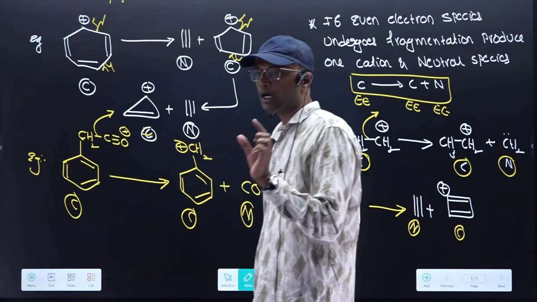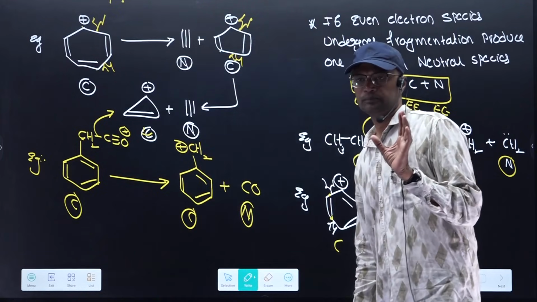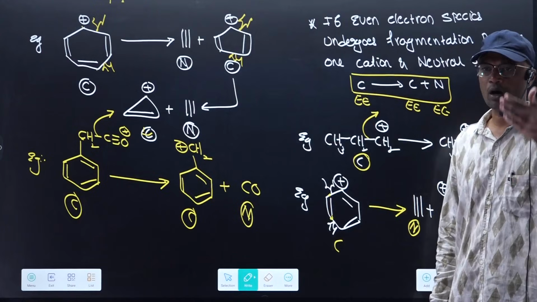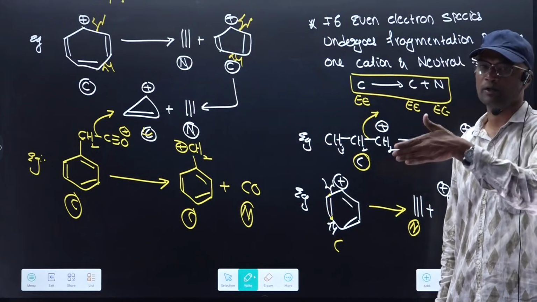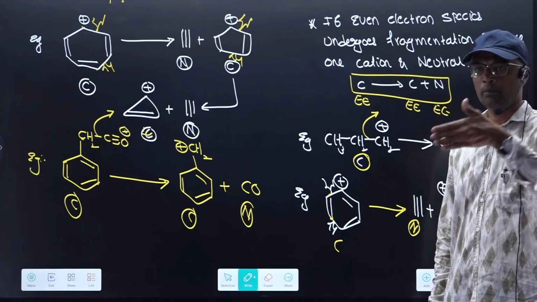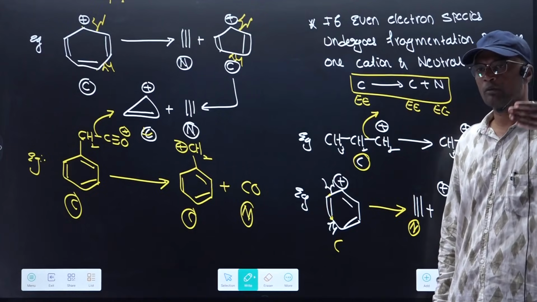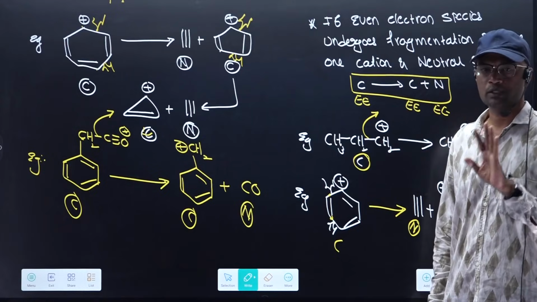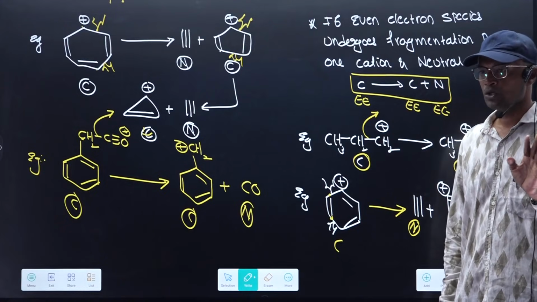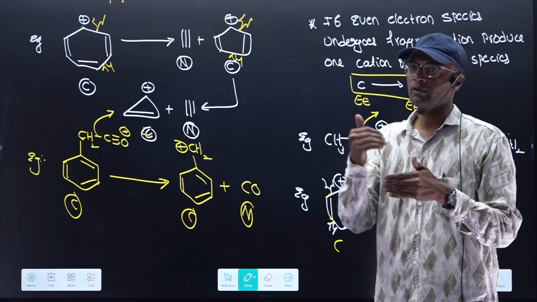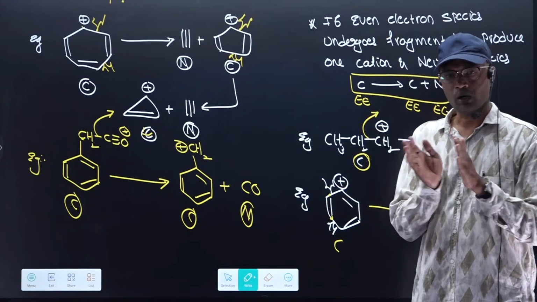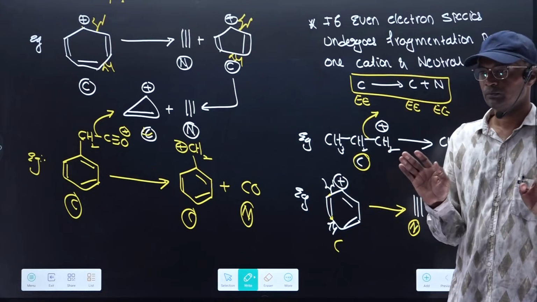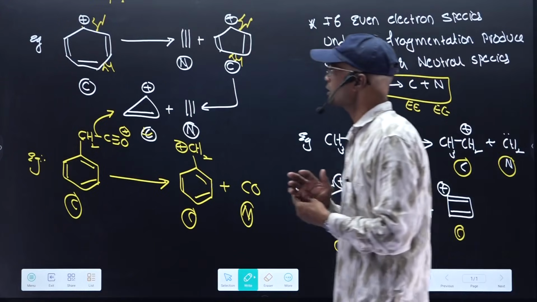Even electron rule and odd electron rule are not the same. The odd electron rule says that when an odd electron molecule undergoes fragmentation, that will give odd plus even. But when an even electron species undergoes fragmentation, that will give even. That's it. That is called the even electron rule. So don't compare the odd electron rule and even electron rule. Don't think that even electron will give even and odd electron will give odd. That is wrong. Okay, so that is about mass spectral pathways.